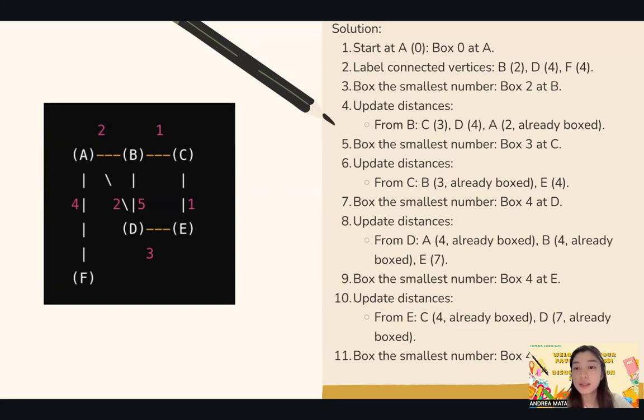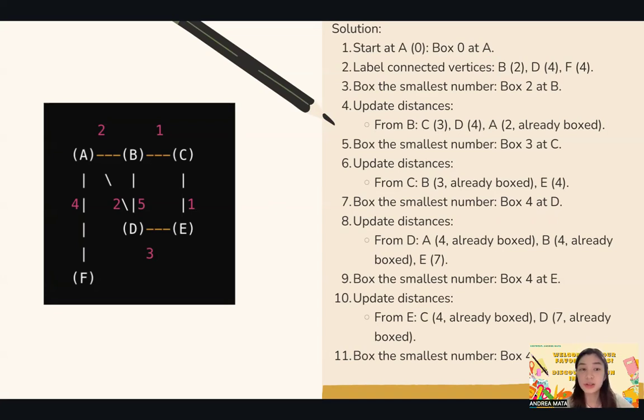From B, C3, D4, A, which is 2 already boxed. And then fifth step is to box the smallest number, which is box 3 at C. Now let's update the distances again. From C, B, 3 already boxed, E4, then box the smallest number again, which is box 4 at D. We will update the distances again from D, A, which is 4 already boxed, B, 4 already boxed, and E7.